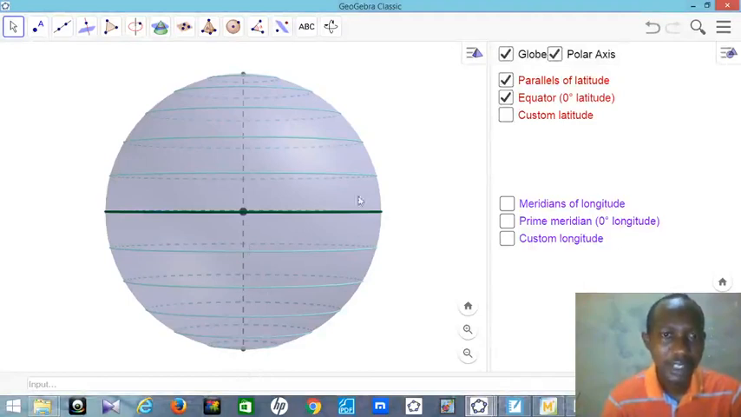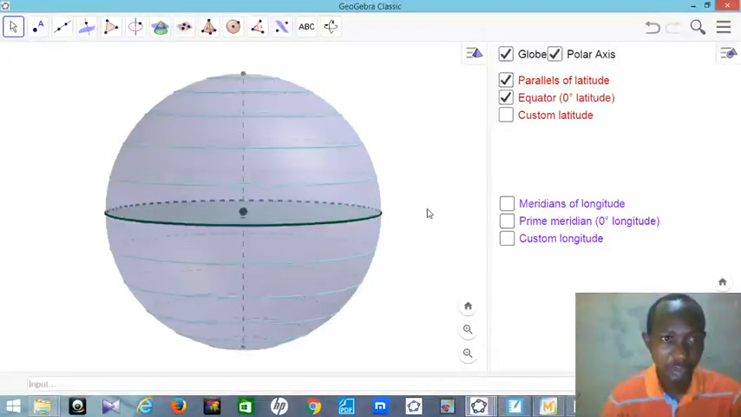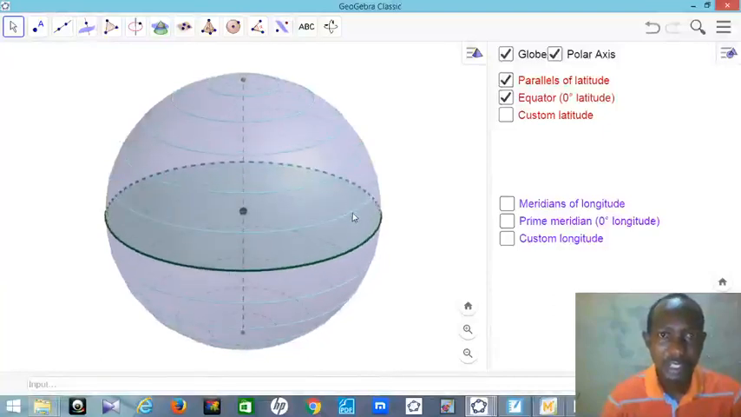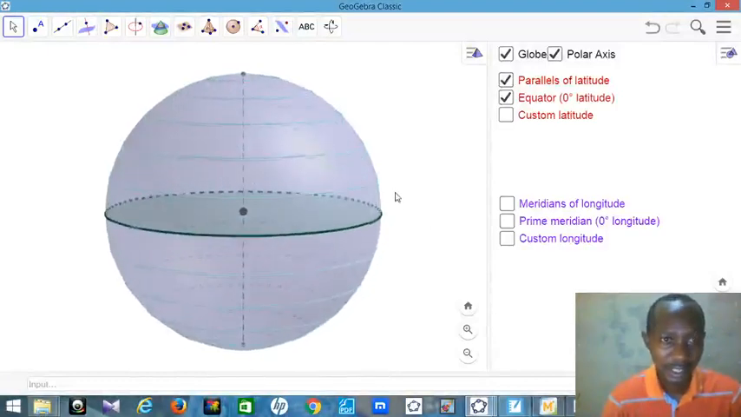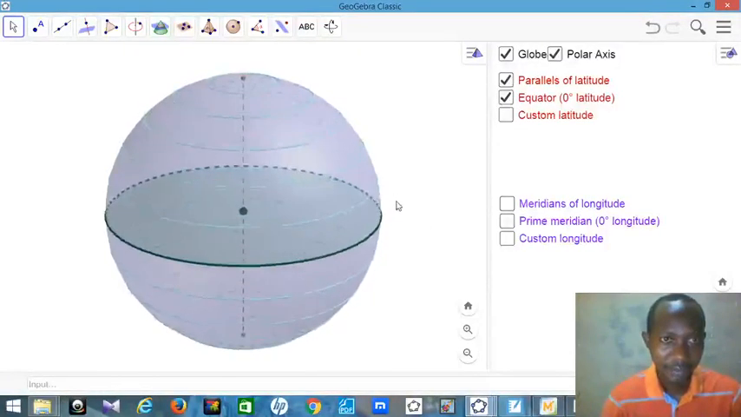You can see that every other line is smaller than the equator. That is one thing you should take note of. And all the latitudes are parallel to the equator. They don't meet at all. They are all parallel. You can see the lines. You can view it very well here.